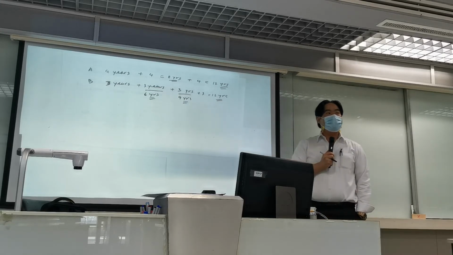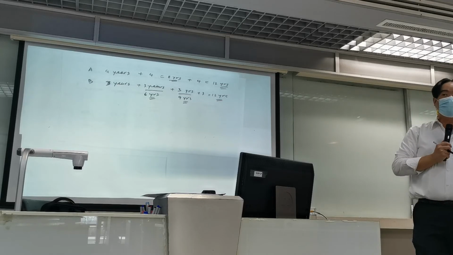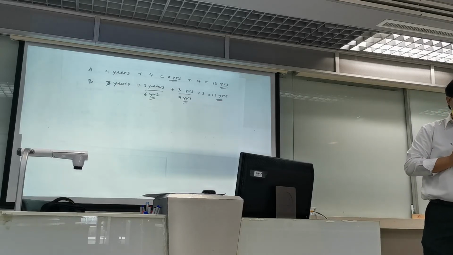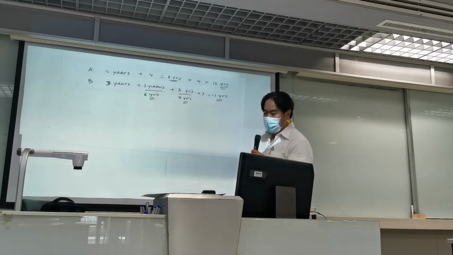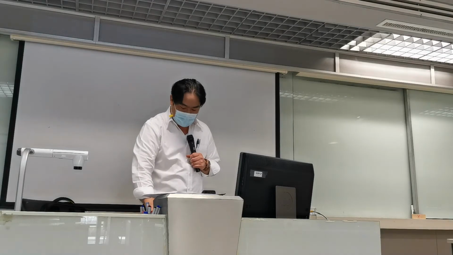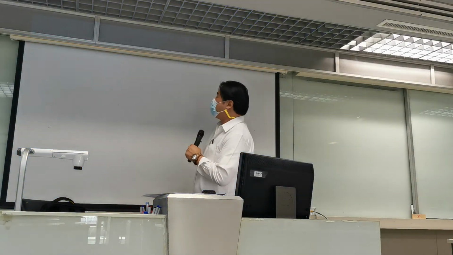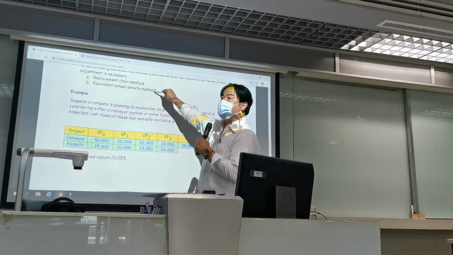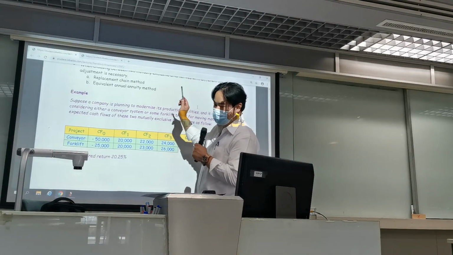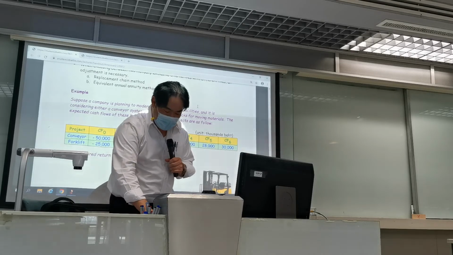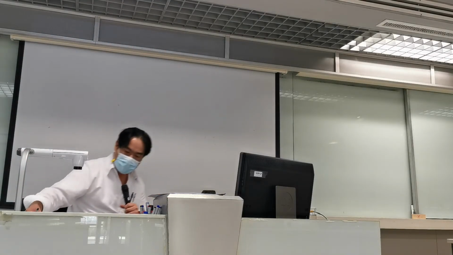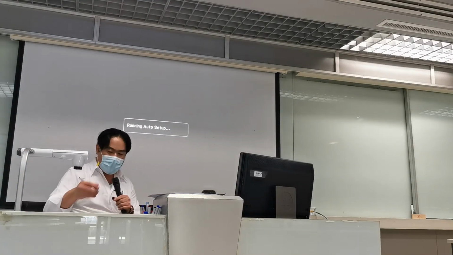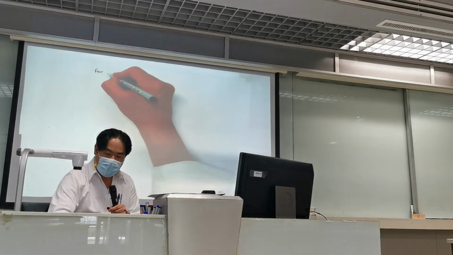Now, are there any other methods to compare two projects with different life in mutually exclusive environment? The answer is yes. Another method is what we call equivalent annual annuity that I put above here. Equivalent annual annuity or EAA method. Okay. For EAA method, this is what we will do. For EAA, for each project.